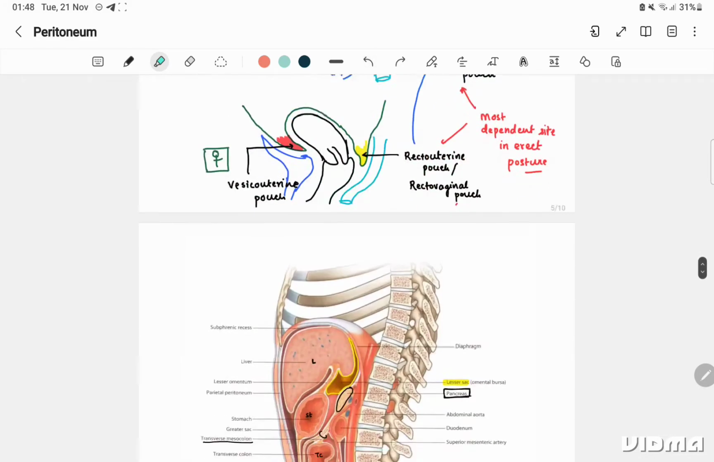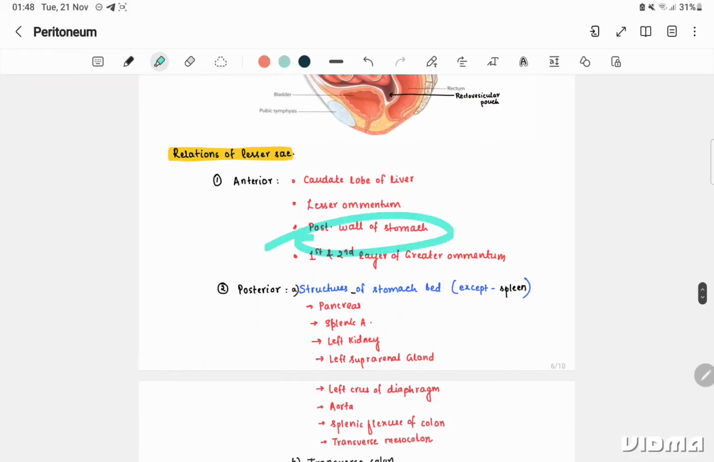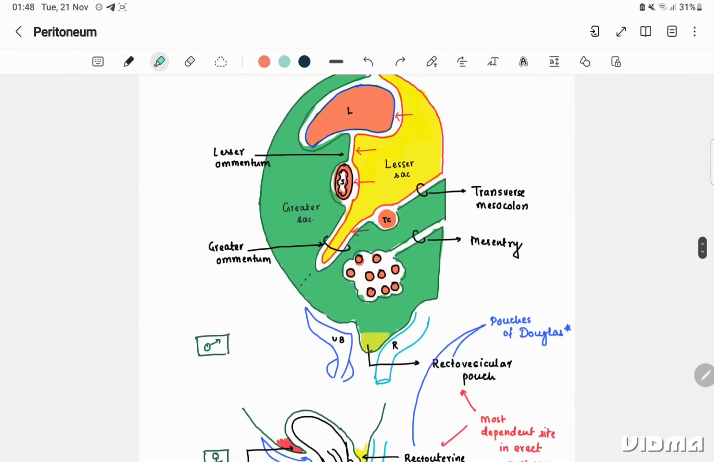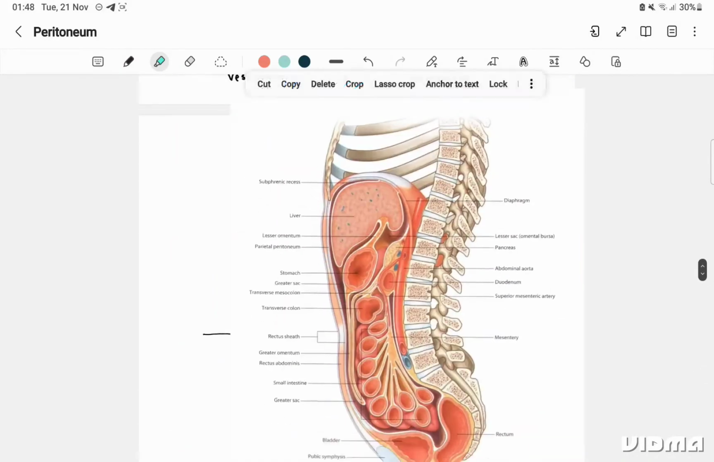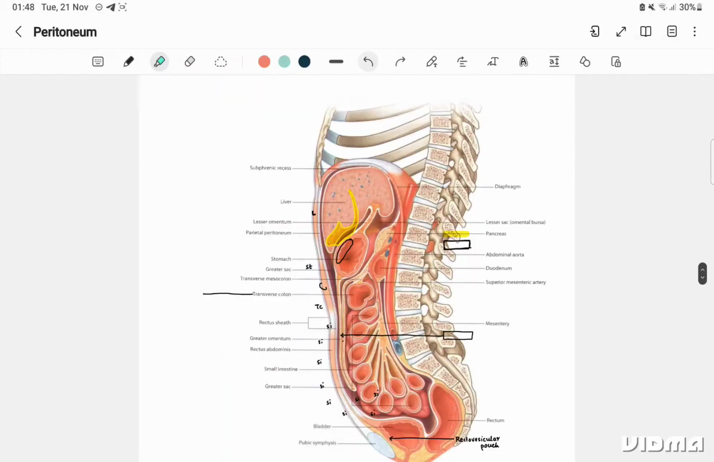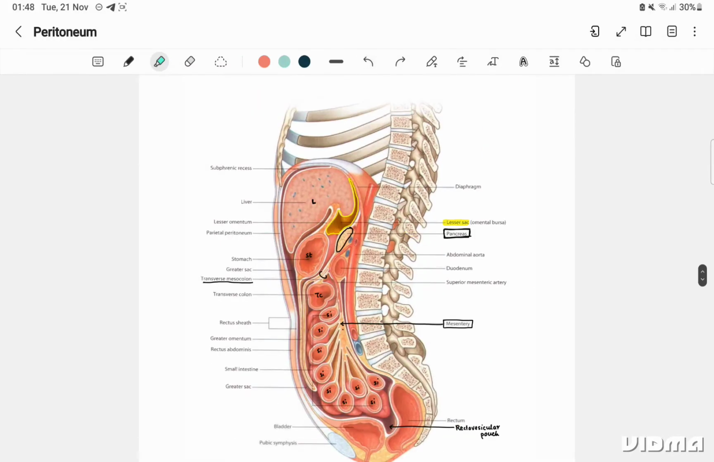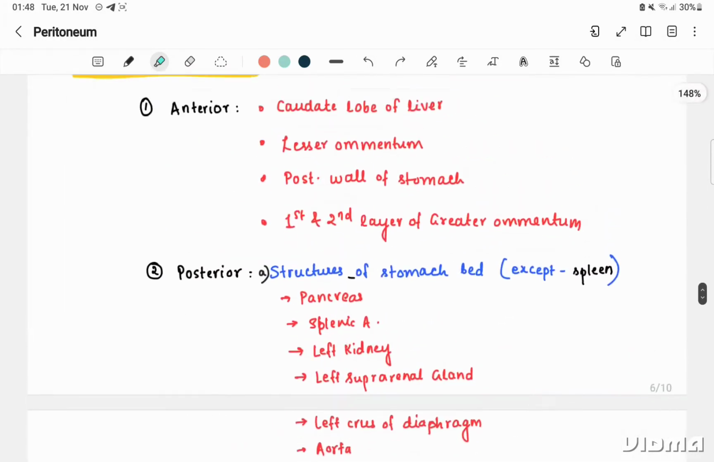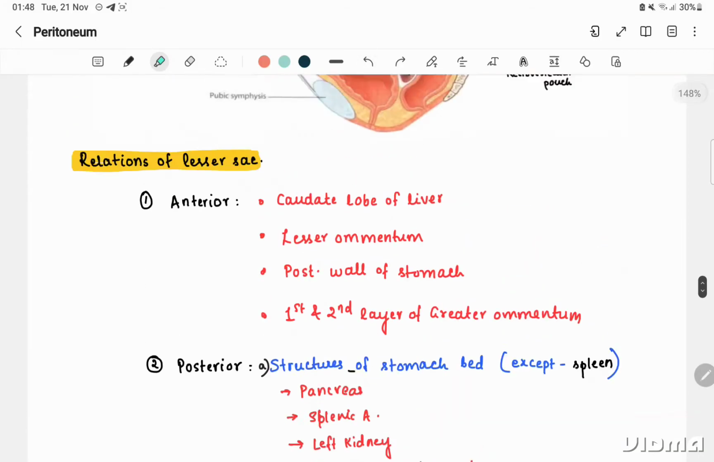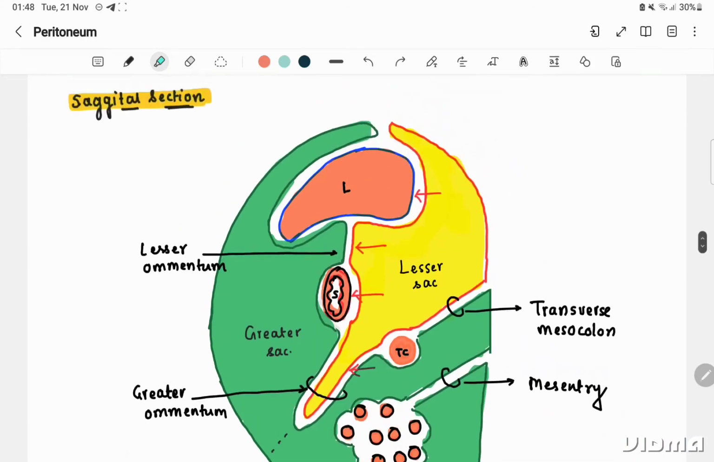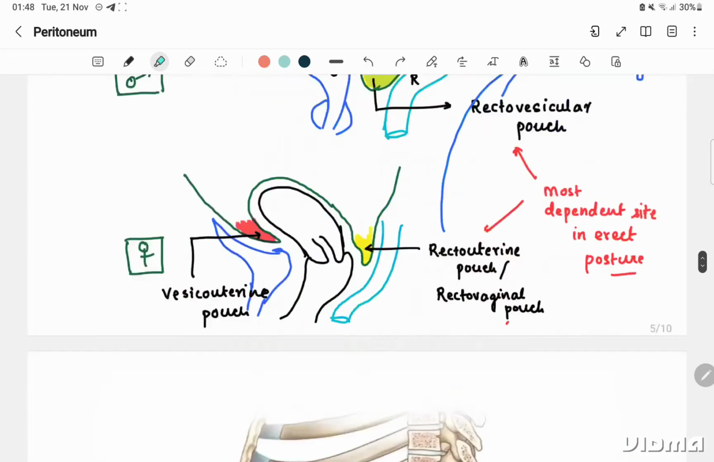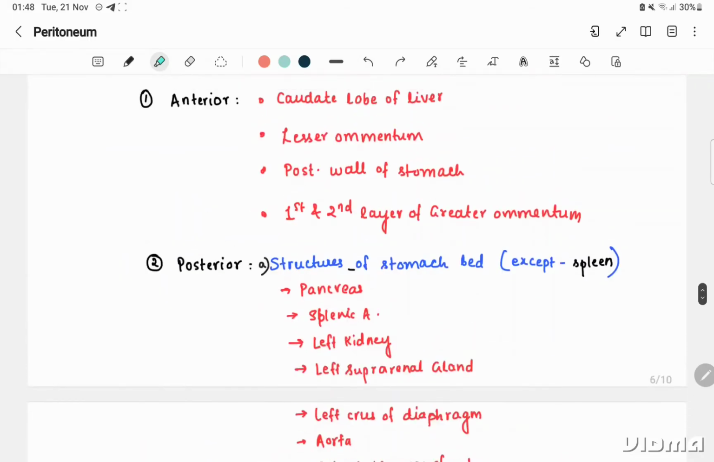The posterior surface of the stomach, the posterior wall of the stomach, and the first and second layer of the greater omentum, which are also forming the anterior relation of your lesser sac. Talking about what are the posterior relations.